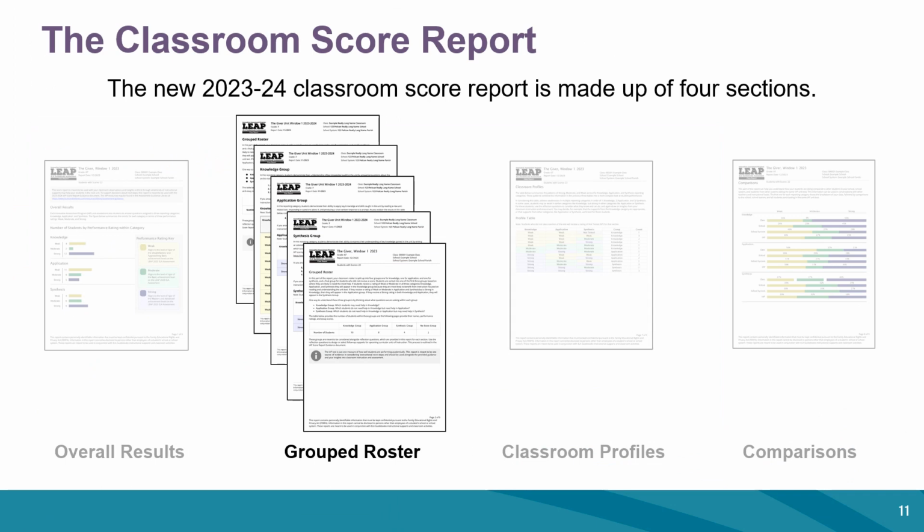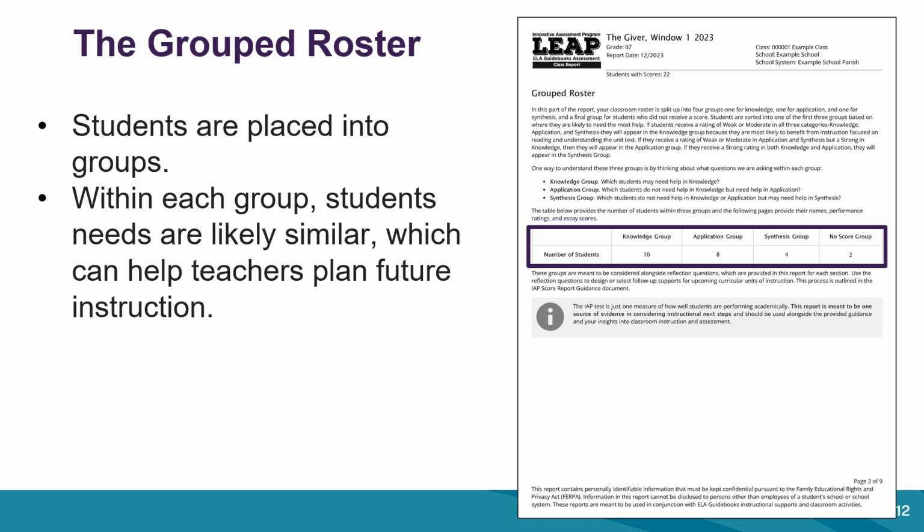Now that we have looked at the overall results section, we're going to look at the grouped roster section. The grouped roster divides students up within the class into 4 groups, 1 for knowledge, 1 for application, and 1 for synthesis, and a final group for students who did not receive a score.